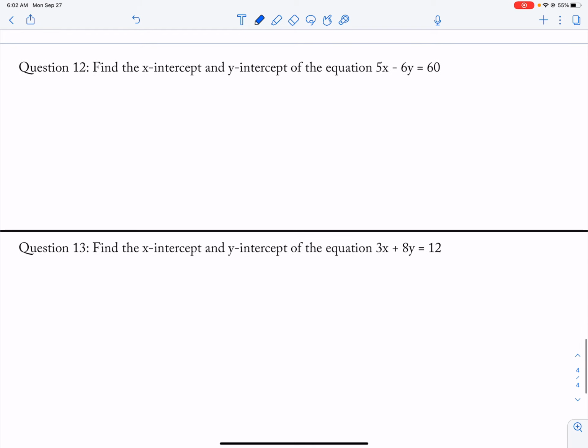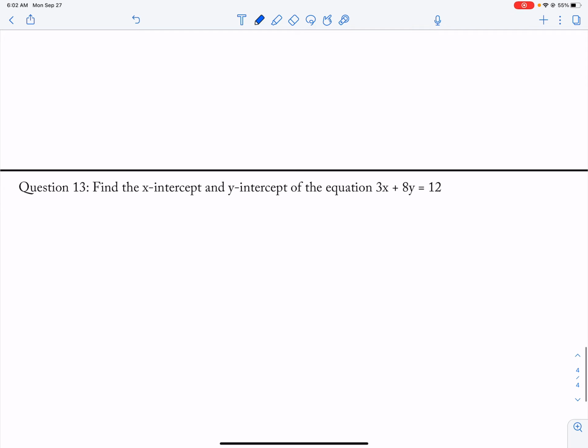Okay, so there's question 12, question 13, and then that ends this section, which is to find the x and y intercept. So this is what we call standard form. And to find an x-intercept, that's where it crosses the x-axis. So I'm going to plug in y equals 0 and solve my equation.